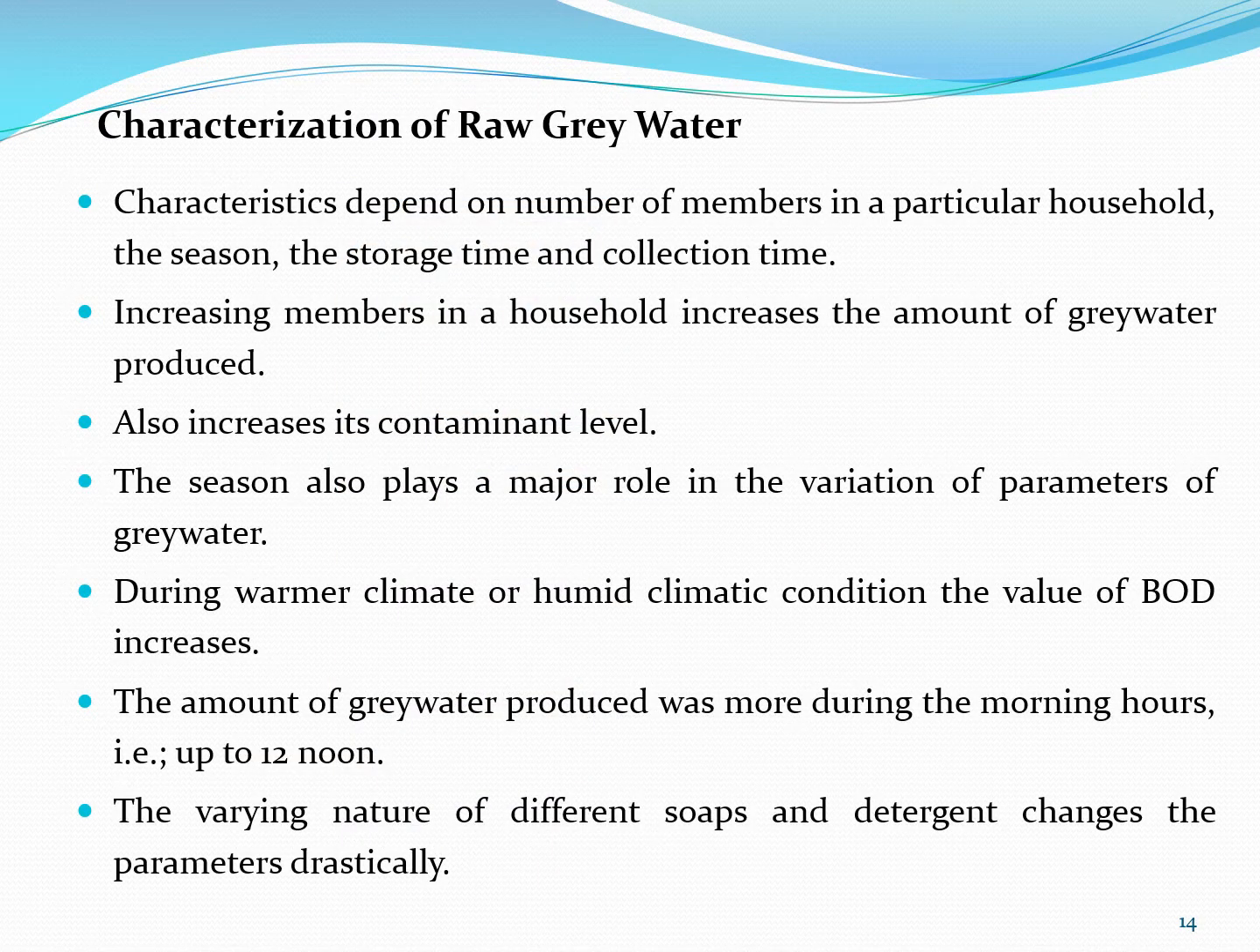In our results, for characterization of raw grey water, we found that the characteristics depend on the number of members in a particular household, the season, the storage time, and collection time. Increasing the members in a household increases the amount of grey water produced, and it also increases its contaminant level. The season also plays a major role in the variation of parameters of grey water. During warmer or humid climate conditions, the value of BOD increases.